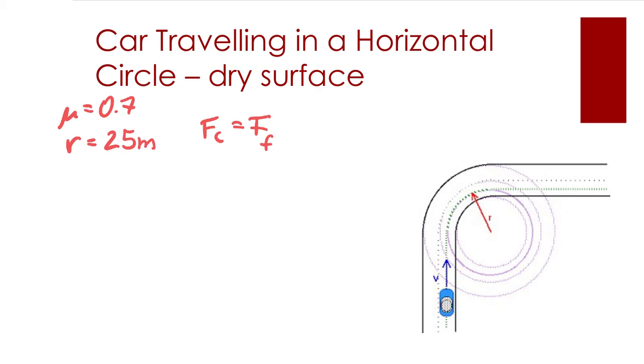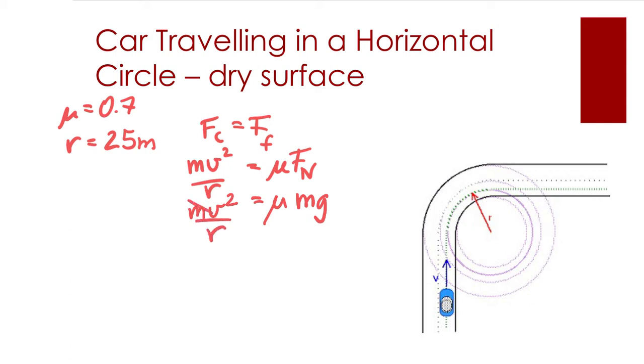Let's put in some values. Substituting this in, we know the centripetal force is mv squared over r, and my force of friction is going to be mu Fn, or the reaction force like we have in the data booklet. Now, since it's on a flat surface and we don't have any acceleration vertically, we know that the normal force is going to equal the force due to gravity. So on the right side here, I can write just mg. Notice my masses are going to cancel out.